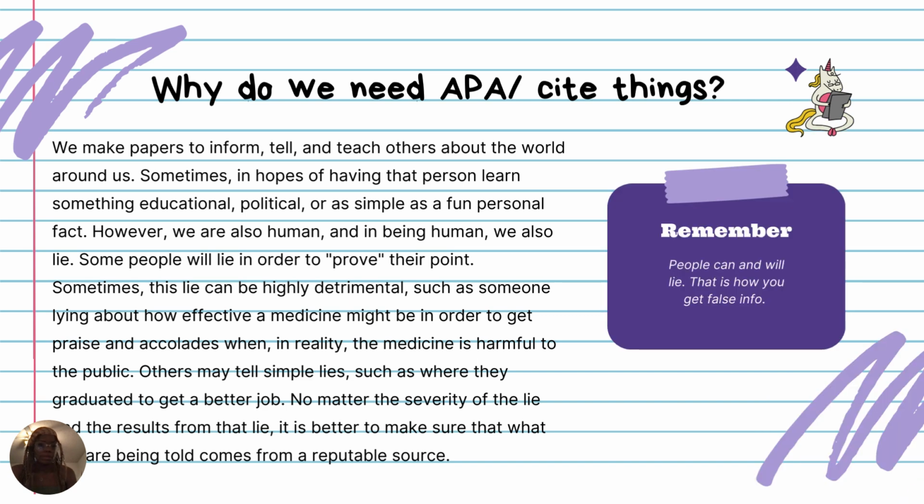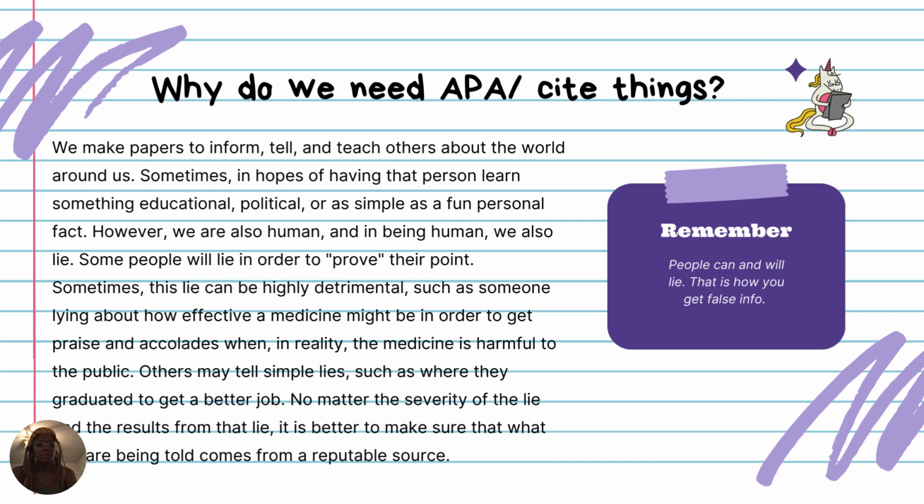Why do we need APA, and why do we need to cite things in the first place? We make papers to inform, tell, and teach others about the world around us. Sometimes we hope to have that person learn something educational, political, or something as simple as a fun personal fact. However, we are also human, and in being human, we also lie. Some people will lie in order to prove their point.